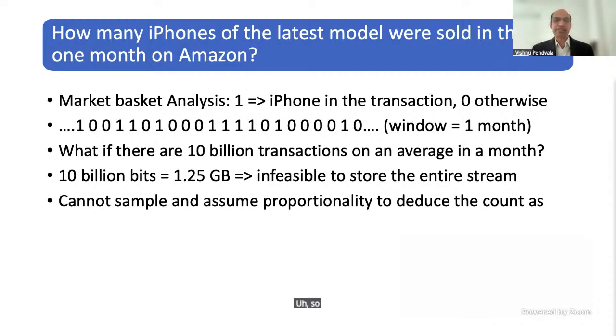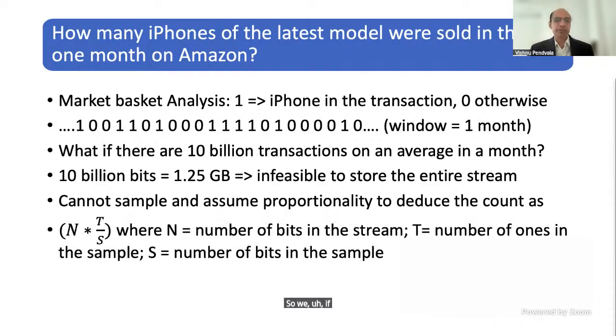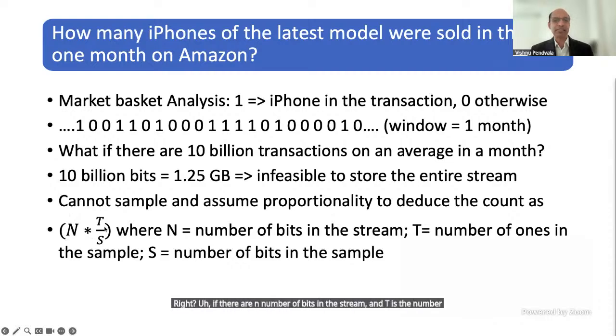You understand the meaning of proportionality, right? Let me put the expression here. n is the number of bits in the stream, t is the number of ones in the sample, and s is the number of bits in the sample. Then you can estimate the number of iPhones using this proportionality: n times t divided by s gives you the number of iPhones in the population, in the stream.